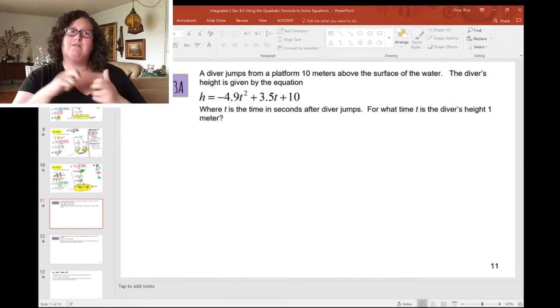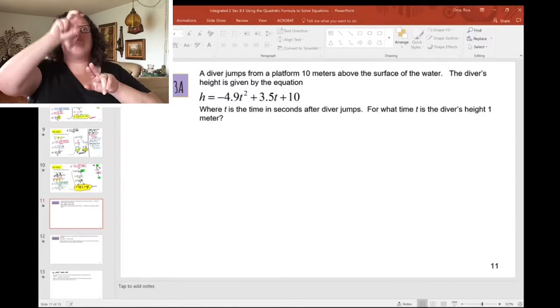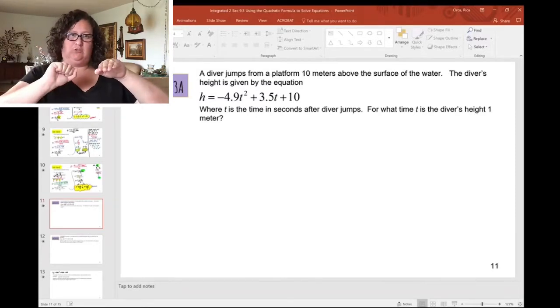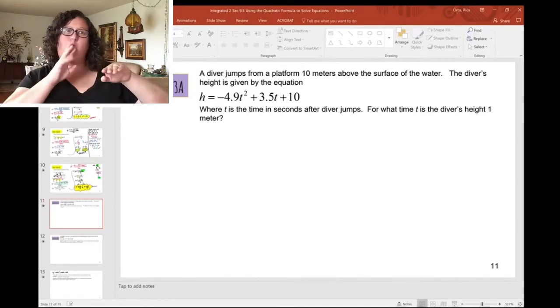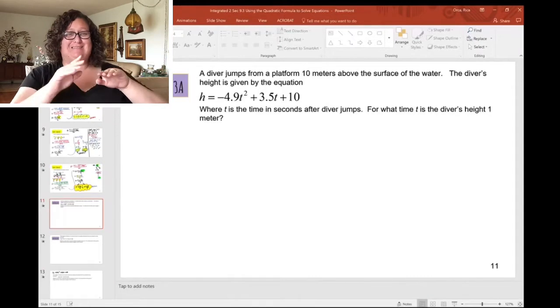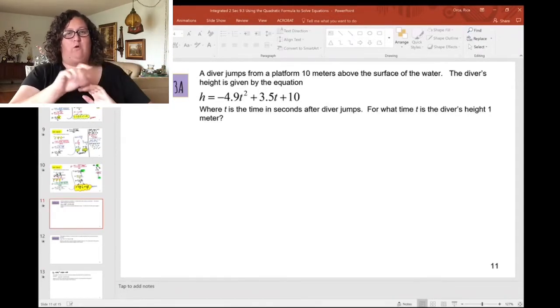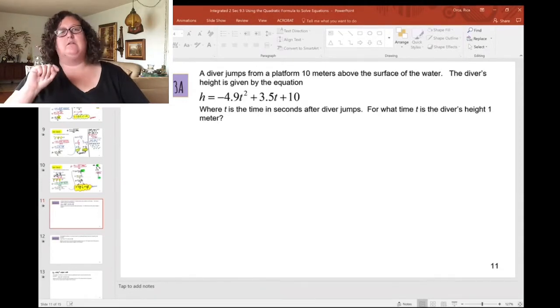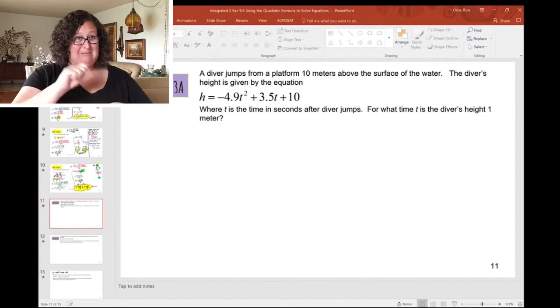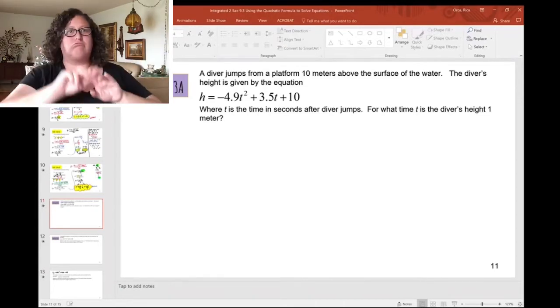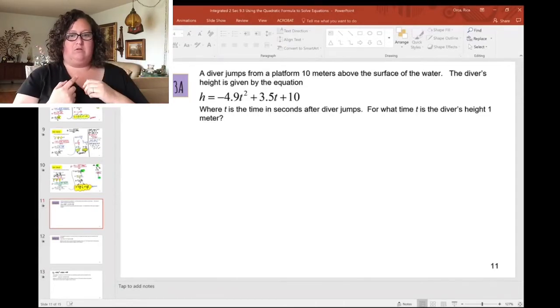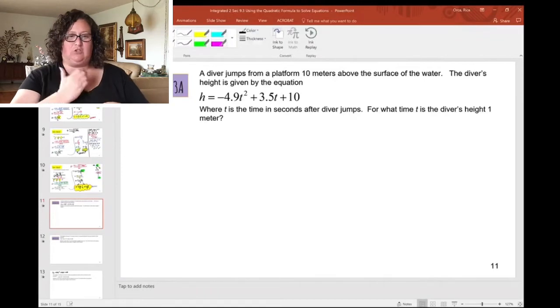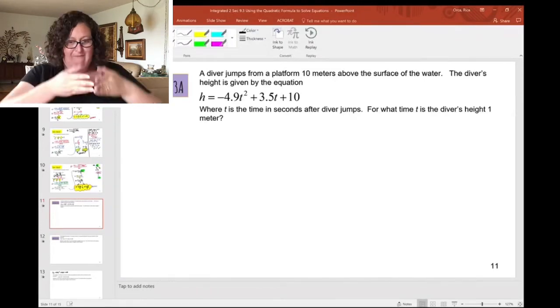In this problem, we have a diver who jumps from a platform 10 meters above the surface of the water. The diver's height is given by the equation h equals negative 4.9 t squared plus 3.5 t plus 10, where t is the time in seconds after the diver jumps. For what time t is the diver's height 1 meter? We are going to have to use the quadratic formula and a calculator.